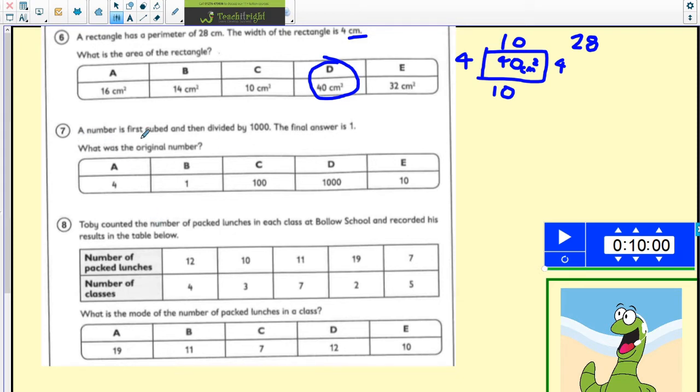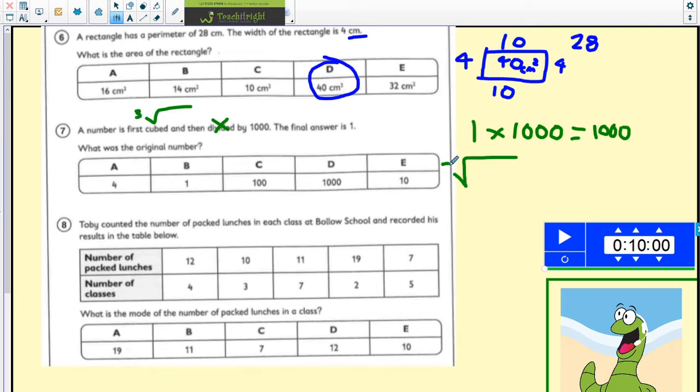Question 7. A number is first cubed and then divided by 1,000. The final answer is 1. What was the original number? So I'm going to start with 1. I'm going to times by 1,000, which is 1,000. And then I'm going to do the opposite of cubed, which is to cube root.